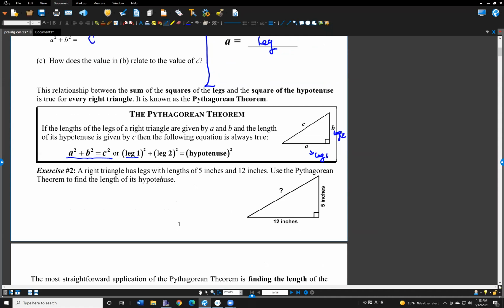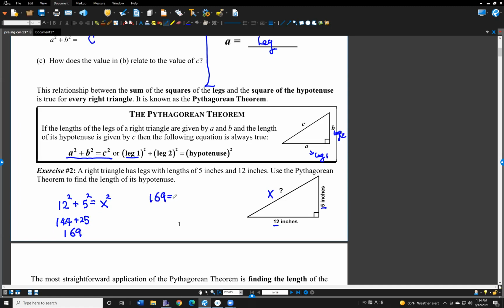For example, over here we have a right triangle with legs of 5 and 12. Use the Pythagorean theorem to find the length of its hypotenuse. For the hypotenuse you can use C or X. You know that 12 squared, leg squared, plus the other leg, 5 squared, is equal to the hypotenuse squared, which is X squared. Now we need to find the value of X. 12 squared is 144. I want you to memorize all of these. 5 squared is 25. The total is 169.